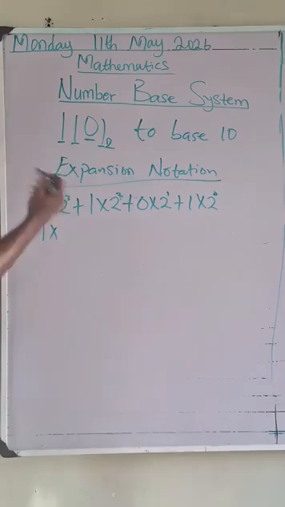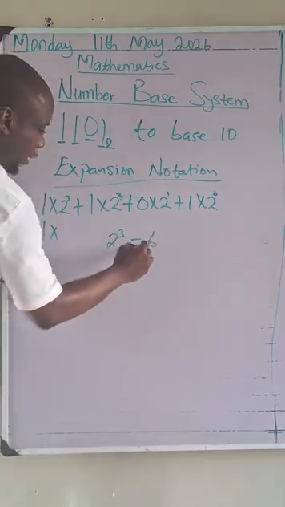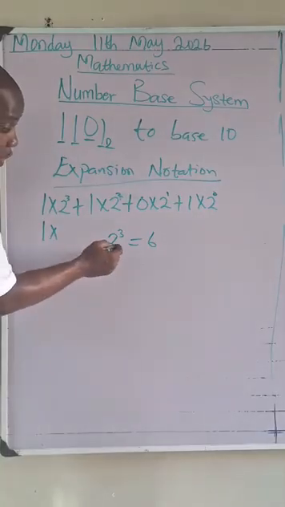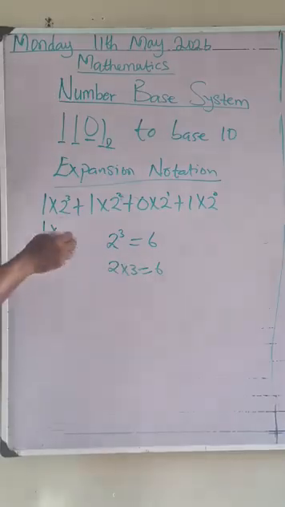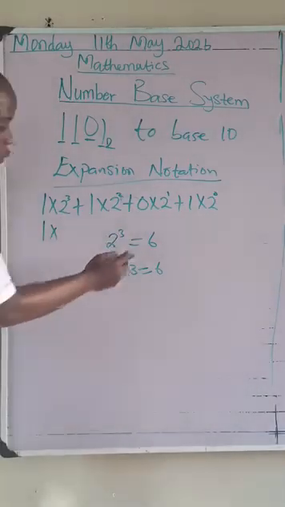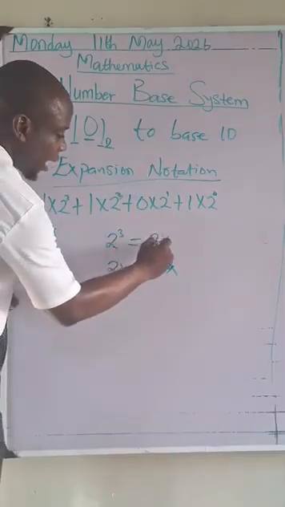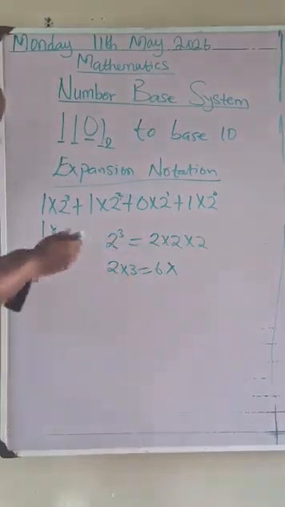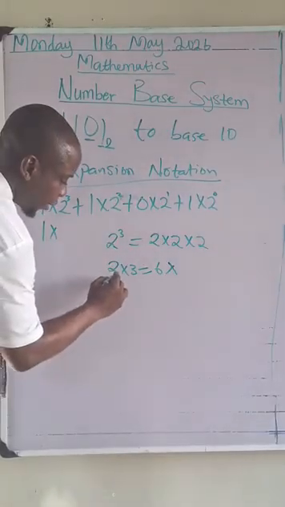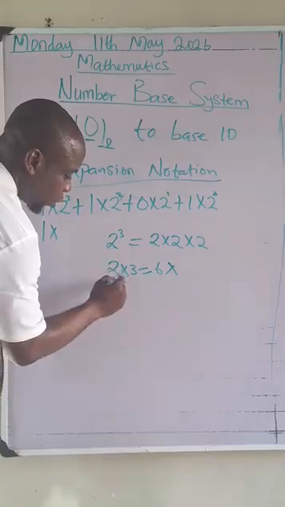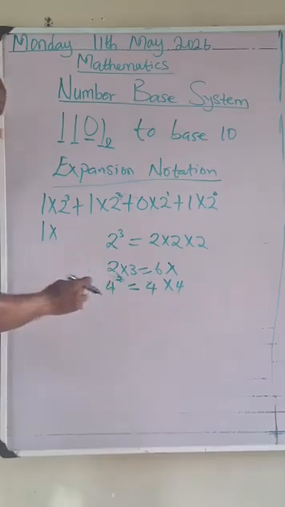Please take note. So many people make the mistake of saying 2 raised to power 3 equals 6. By their own understanding, they do 2 times 3 equals 6. That is very, very wrong. 2 raised to power 3 means 2 times 2 times 2, that is 2 in 3 places. If you have 4 raised to power 3 or 4 raised to power 2, it means 4 times 4. That is what it means.